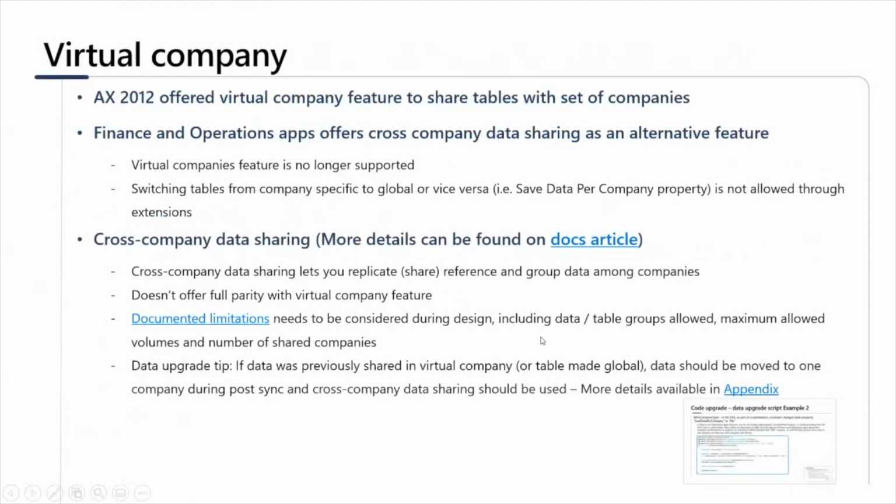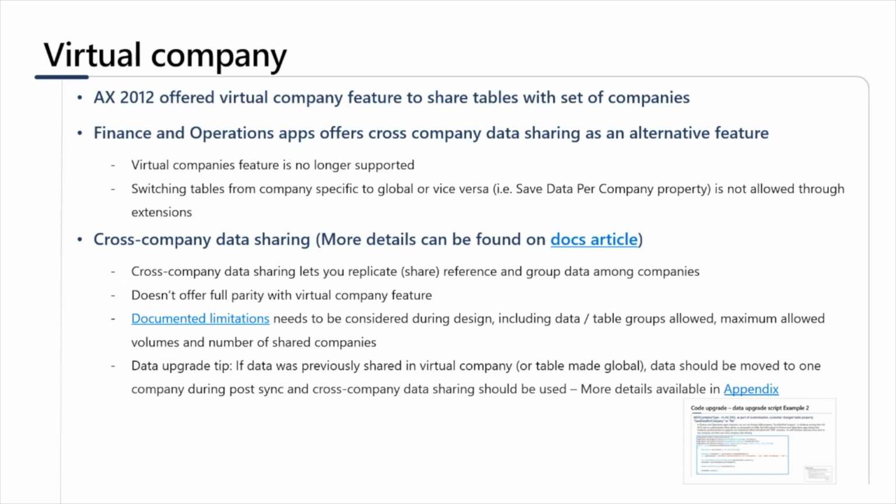The third consideration is virtual companies. Again, 2012 offered the virtual company feature that allowed you to share tables with a set of companies. Finance and Operations offers an alternative to that. It's called cross-company data sharing. Because the virtual company feature is no longer supported, there is also another trick that people used to do in 2012. Instead of using virtual companies, we've seen customers changing the tables from company specific to global by just changing the save data per company property. That is also not allowed through extensions anymore, right? So that leaves you with the cross-company data sharing option.